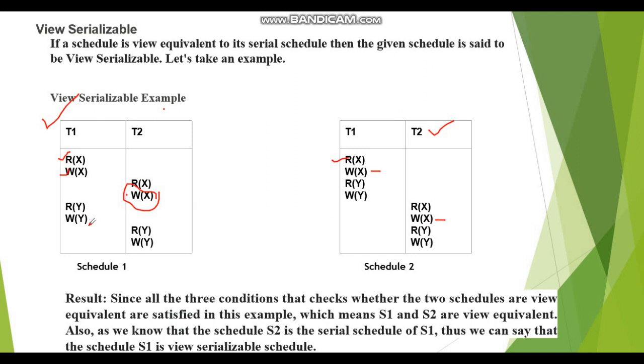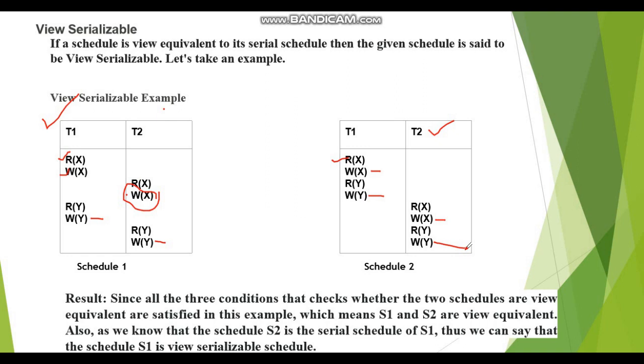Again, see who is performing the final write on data item Y. Here you can see this is the first write on data item Y and this is the final write on data item Y. Likewise here also, this is the first write and this is the final write on data item Y. Now next is what?